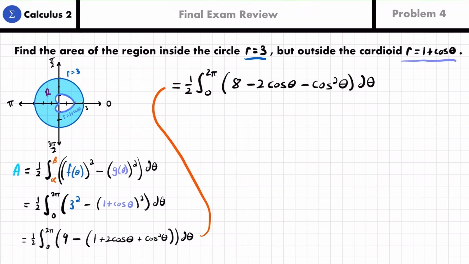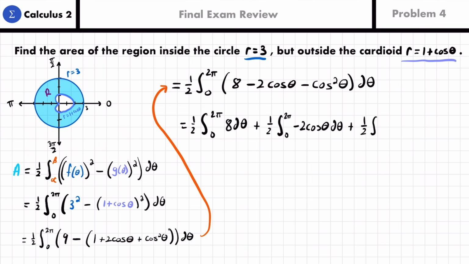If we split up the integral, we will get 1/2 times the integral from 0 to 2 pi of 8 d theta plus 1/2 times the integral from 0 to 2 pi of -2 cosine theta d theta plus 1/2 times the integral from 0 to 2 pi of negative cosine squared theta d theta.